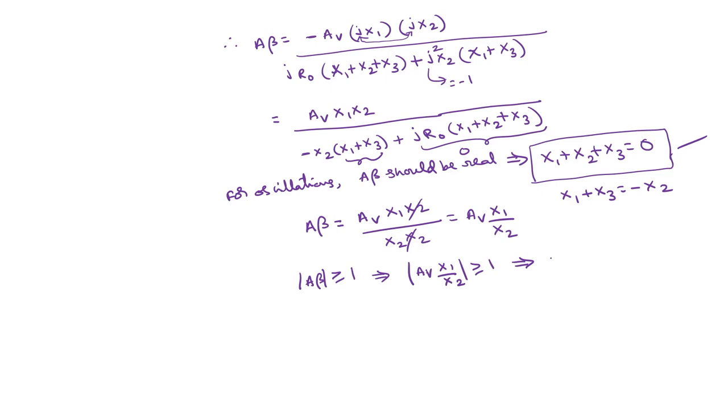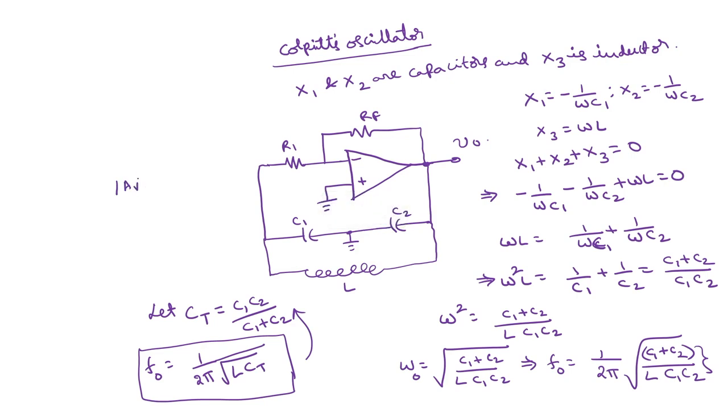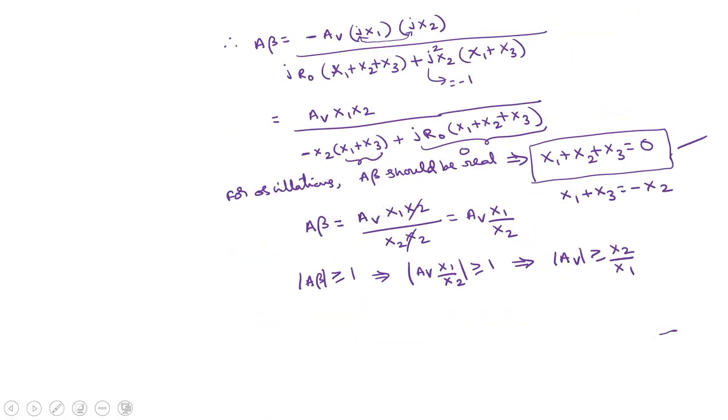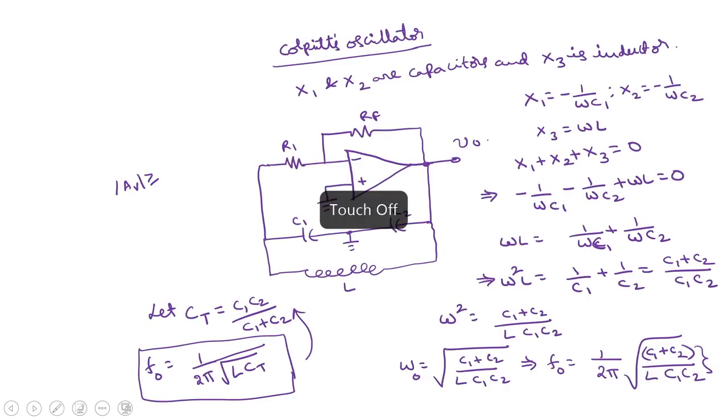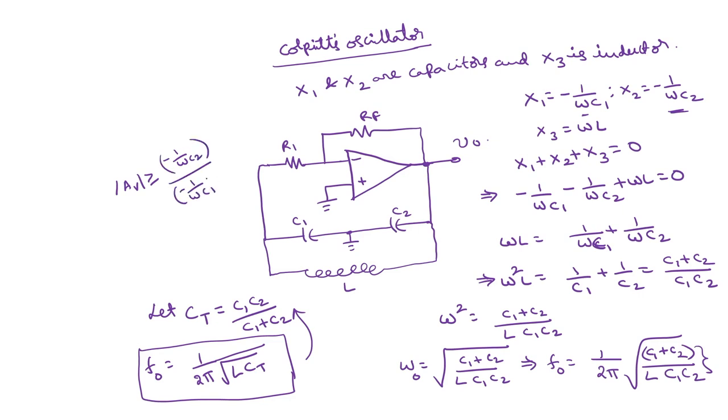Here modulus of AV should be greater than or equal to X2 by X1. What is X2? What is X1? X2 is this, X1 is this. So should be greater than or equal to minus 1 by omega C2 divided by minus 1 by omega C1. So minus minus get cancelled, omega get cancelled. So modulus of AV should be greater than or equal to C1 by C2. This is another condition. So subjected to this condition, the frequency of oscillations is 1 by 2 pi root L Ct. So this is the frequency of oscillations of Colpitt's oscillator.